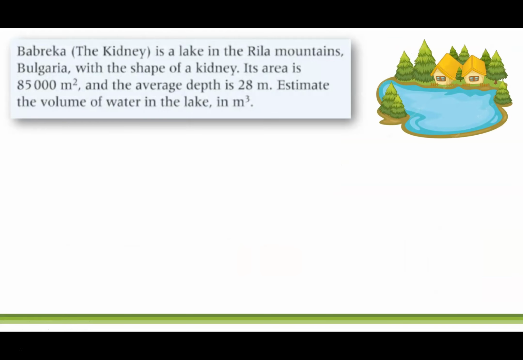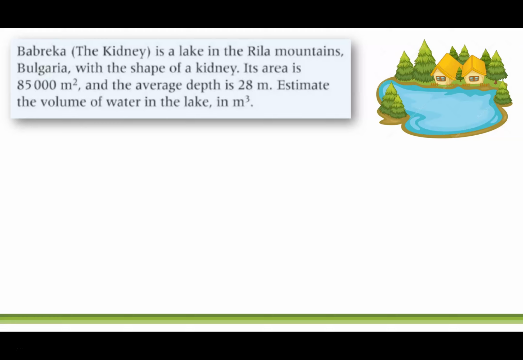Right, so let's take a look at this. Now, this says there's some lake somewhere. It's got roughly a kidney shape to it, but that's not an official geometric term. So just to give you a guide, it's kind of irregular. It's kind of bulbous at one end there. Its area at the top, the surface of the water, is 85,000 square meters, but the depth is 28, and it's an average depth, so we assume it's roughly uniform throughout, even though that's unlikely. Estimate the volume of the water in the lake in cubic meters.